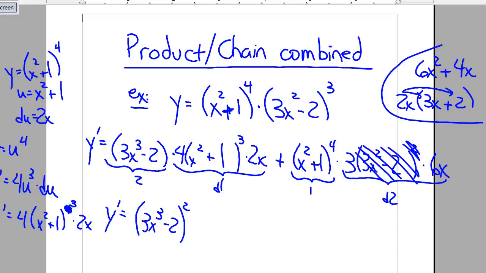What about the other chunk? How many of those can I take? I can take 3, right? Because there's 3 of those here and there's 4 of those there. So I can take 3 of them and put them out in front, which makes these go away and makes this a 3.